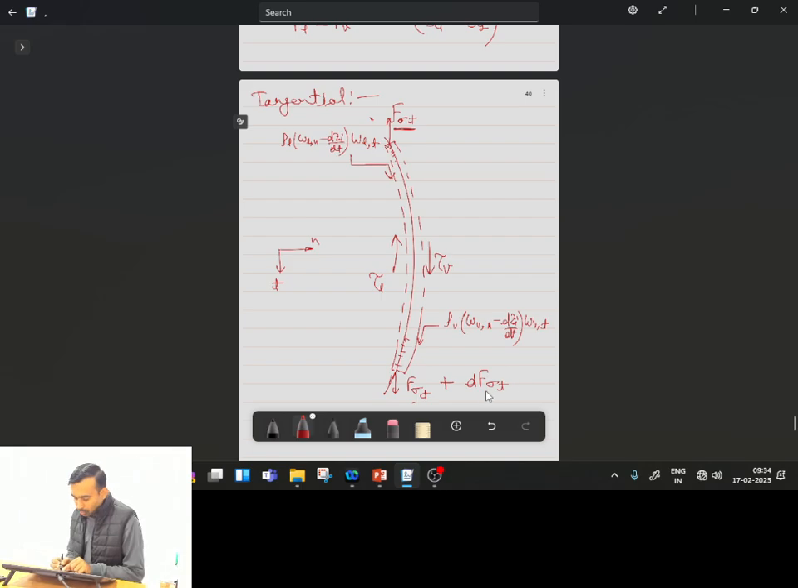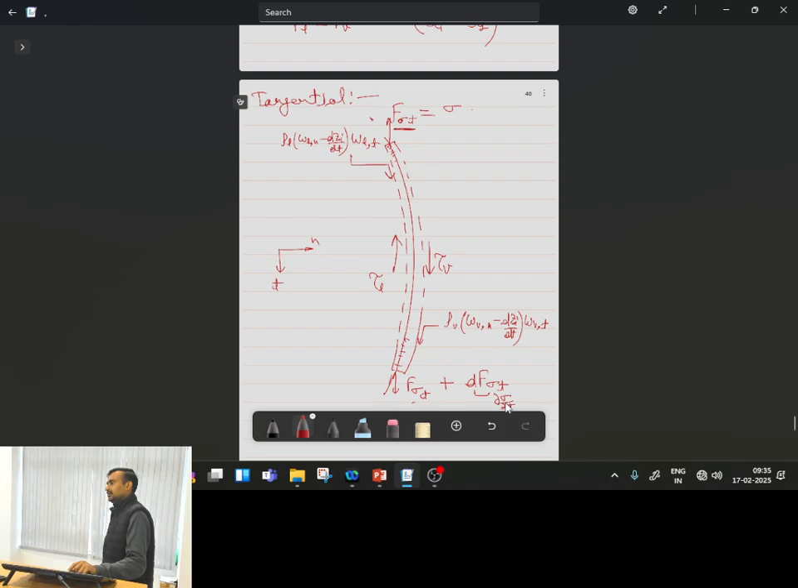Now, what this dF sigma t will be contributing, say if F sigma t is equal to sigma times what? Mean curvature K, okay. Then here, and of course we have to consider its component also. Then in this direction, this dF sigma t will be including the contribution because of del sigma by del t. All are clear with this point?